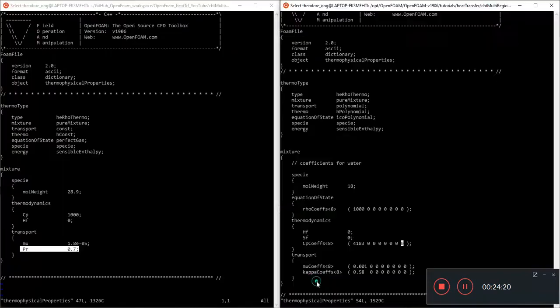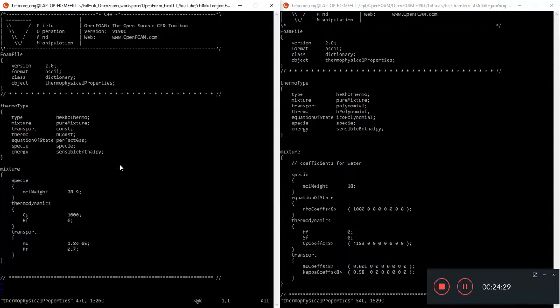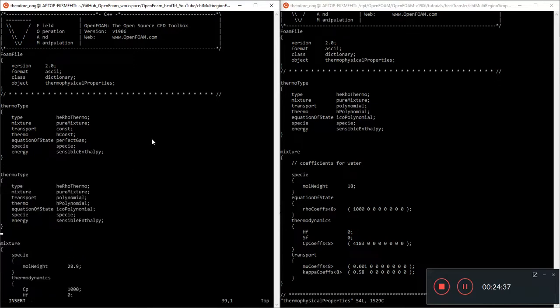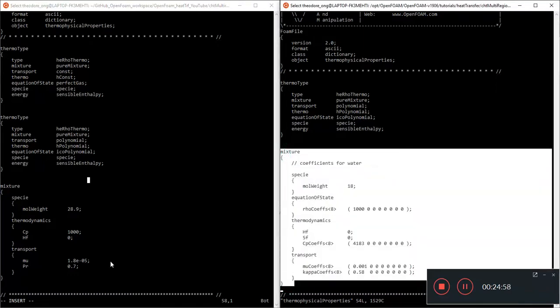So for the time being, let me copy all of this over. I'll just tentatively paste it here first, because this is what I want: heRhoThermo, pureMixture. Now look at the differences. Instead of constant, hConst and perfectGas, we have polynomial, hPolynomial, and icoPolynomial. The rest are all the same. So I can just copy all of this and paste it here.